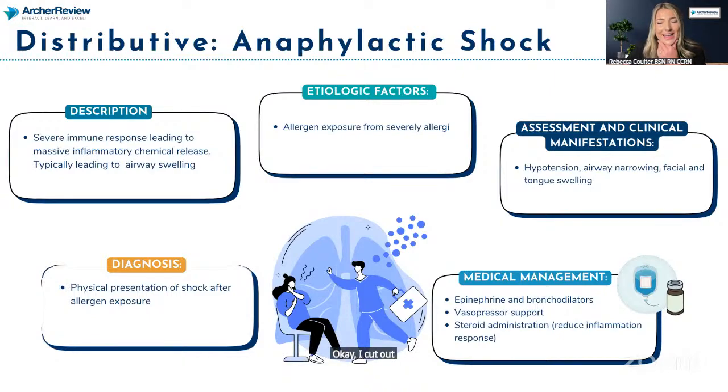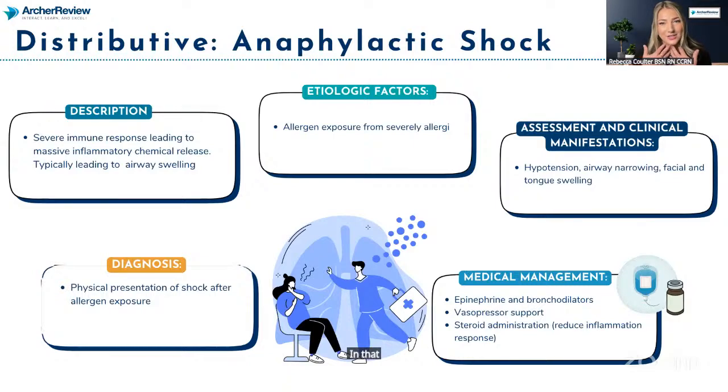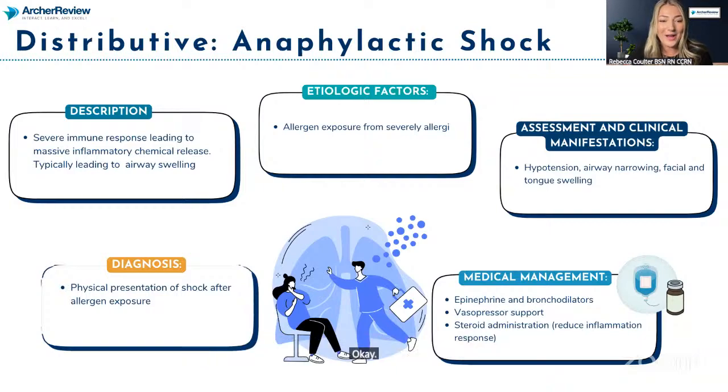Sorry about that. I was really just saying anaphylactic shock is just slightly different than our other shock states, in that it's all airway concerns. We can have some vasodilation and therefore some hypotension, but we're fixing this with opening that airway. So that is the kind of difference from other shock states where we're mostly concerned about how do we get more perfusion to these tissues. Okay, any questions?